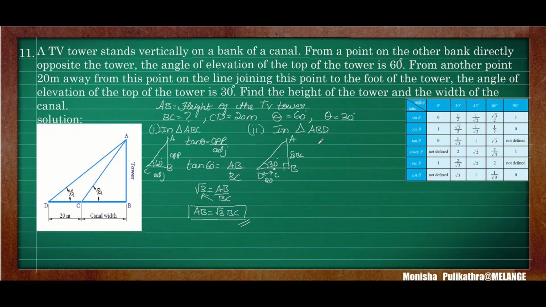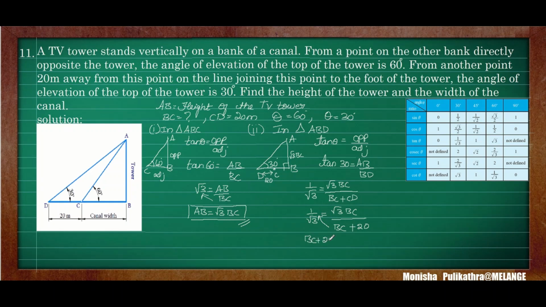In triangle ABD again, tan theta is equal to opposite by adjacent. Here the elevation is 30 degrees. So tan 30 is equal to the opposite side AB and the adjacent side BD. Tan 30 is 1 by root 3, equal to AB which is root 3 BC, since we have found that, and BD is equal to BC plus CD. So 1 by root 3 is equal to root 3 BC over BC plus 20, where BC we don't know the value, whereas CD is 20. Now we need to cross multiply.